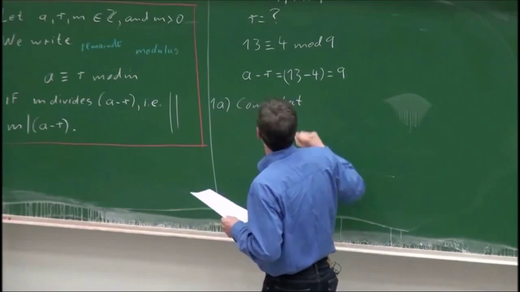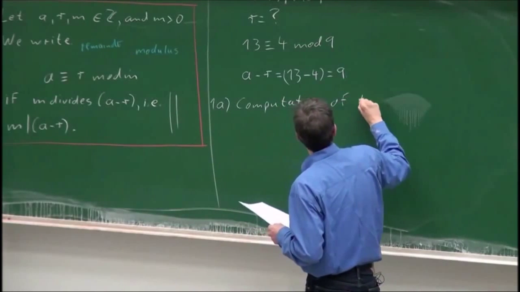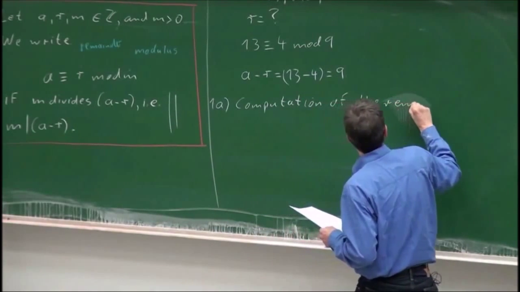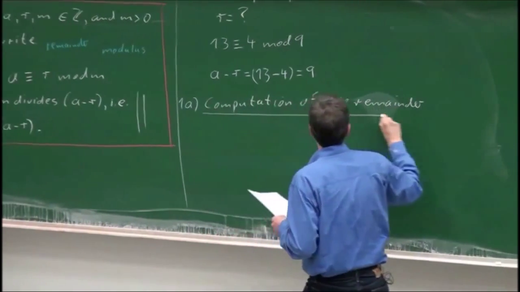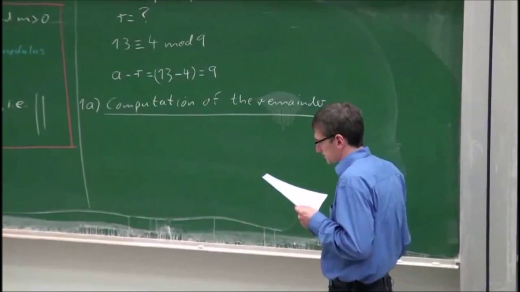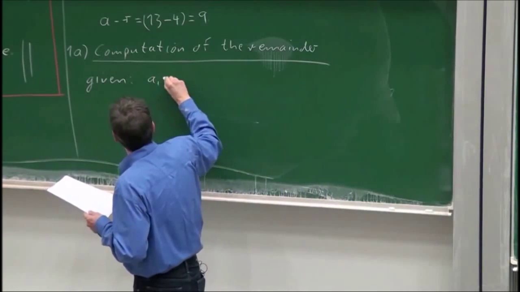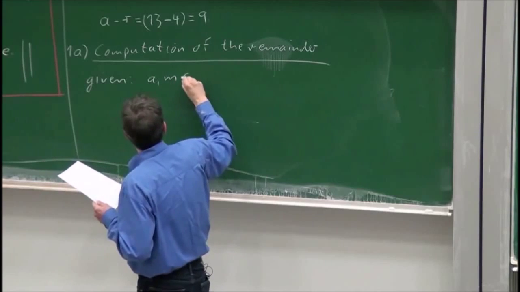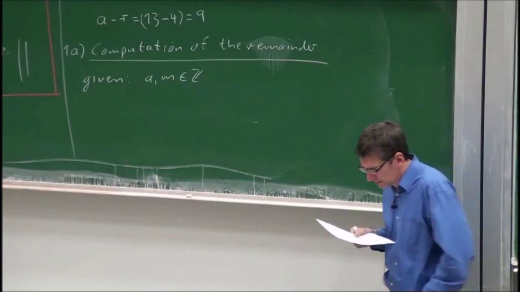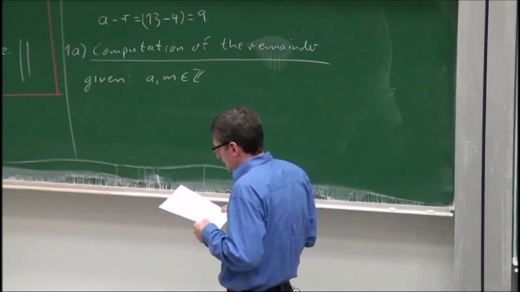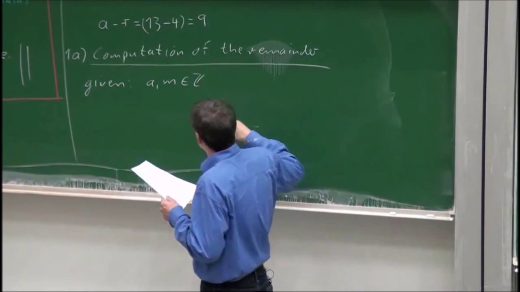The first thing we want to investigate is, maybe call that 1a, how do we compute the remainder? So computation of the remainder. So that means given is very often, in fact, a and m in Z, als ganze Zahl. And now the question, how do we compute r systematically?